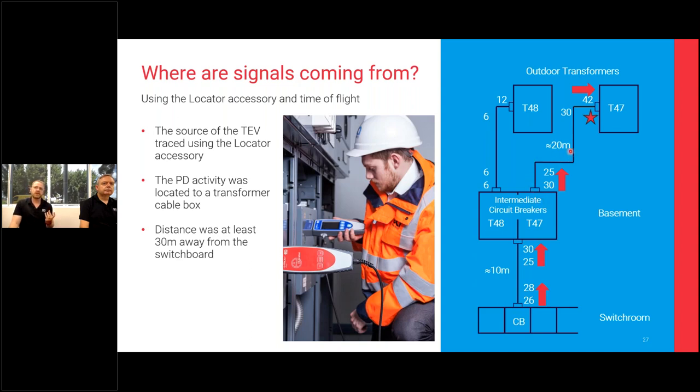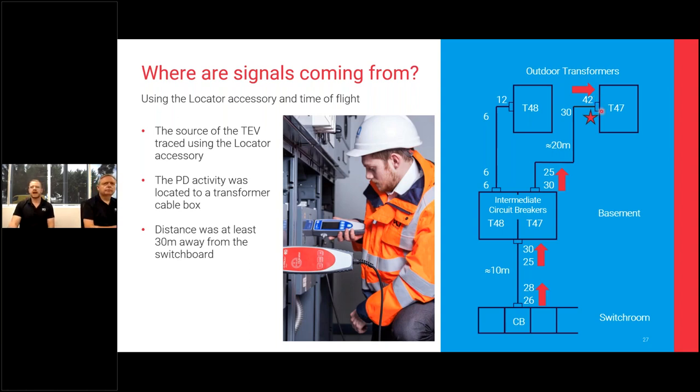So we went to the other end of this 20 meter cable where we went out to transformer number 47, and here was our highest level signals. So the locator pointed towards that transformer all the way through the circuit, and our highest TEV signals were here as well. And what we found was that the transformer cable box there had blown up in the past. They'd conducted repairs to that same transformer cable box, but that either introduced another defect or the original defect was still there.